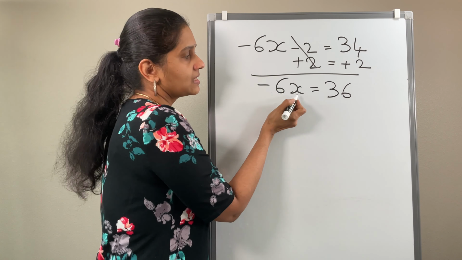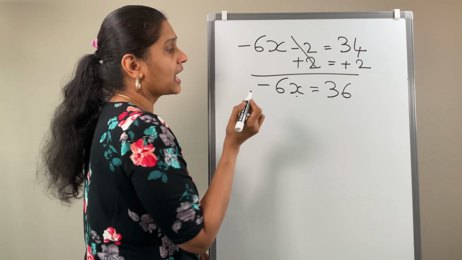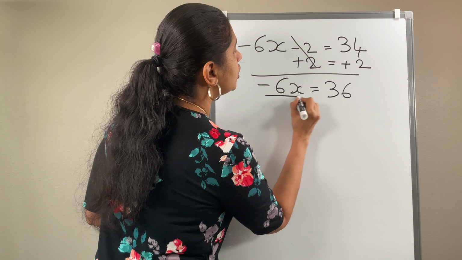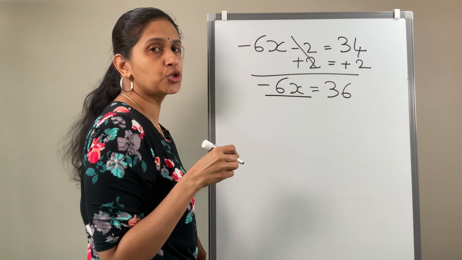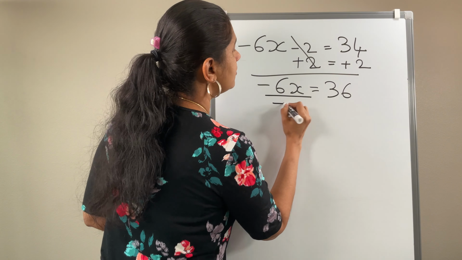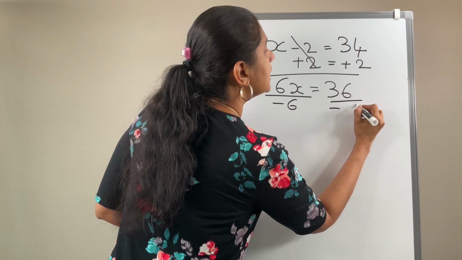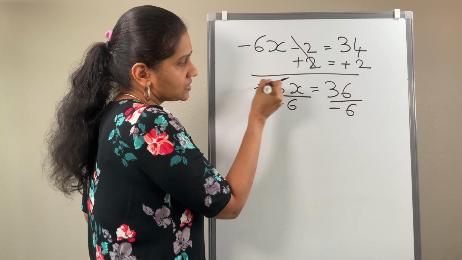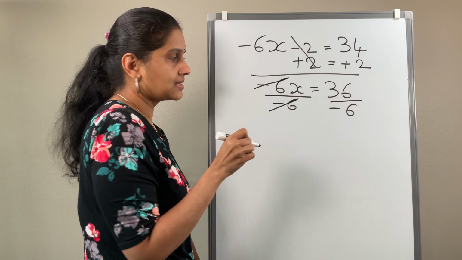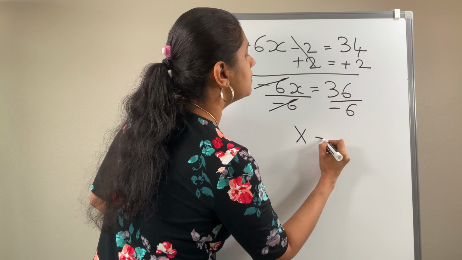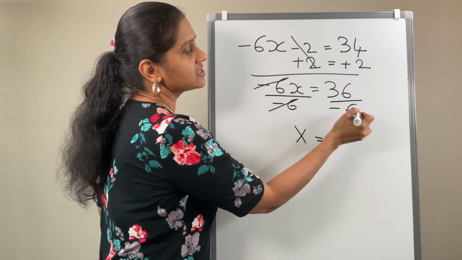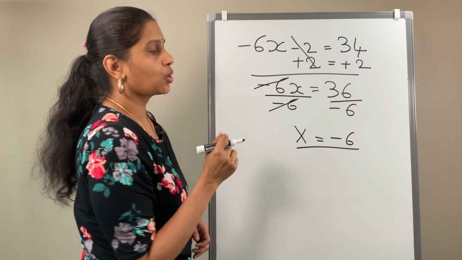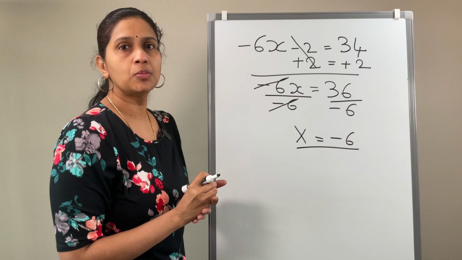Now we have to isolate the variable x alone. For that, you have to avoid negative 6. So to avoid it, what do we need to do? Negative 6, you should be able to cut it out. So just divide both sides by negative 6. When you divide it, this negative 6 and this negative 6 will get cancelled out and the variable x will be isolated. Now what is 36 divided by minus 6? That is going to be equal to minus 6. So x equal to minus 6 is going to be the answer.